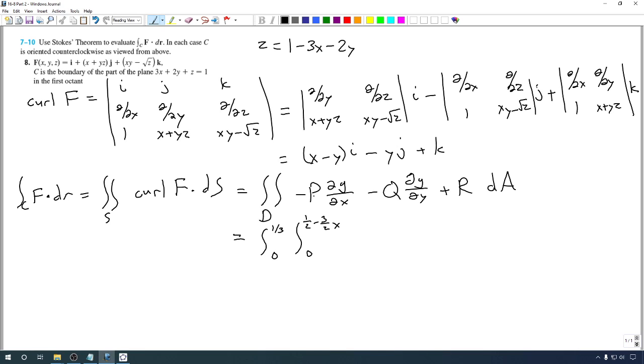Then we go ahead and put everything in here. Our p is x minus y. So we have a negative x minus y times the derivative of g with respect to x, which is the derivative of this with respect to x, which is, of course, negative 3. Then we have minus q. Q is negative y. And now we have the derivative of z with respect to y, which is negative 2. Finally, we have plus r. R here is a 1. So you have a plus 1. That's dy dx, keeping the same order that we have over here.